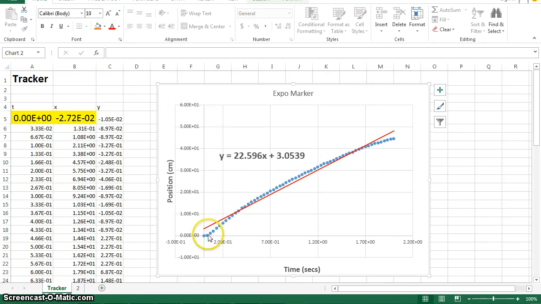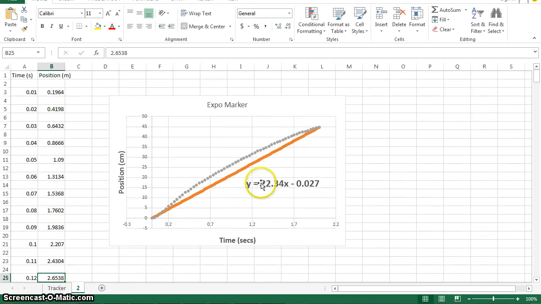The scatter plot plotted the positions of the marker, which is the dotted blue line, and I then put a trend line, which gave me an equation of 22.596x plus 3.0539, and getting the derivative of this would give me the velocity of this trend line, and it is 22.596. Compared with the velocity that I calculated, that's a little bit greater.